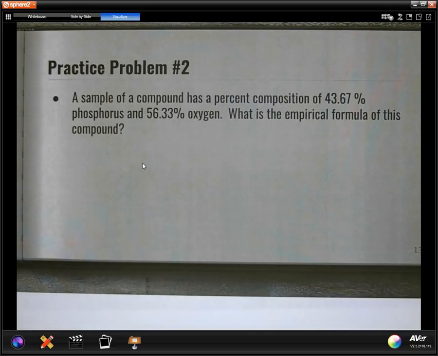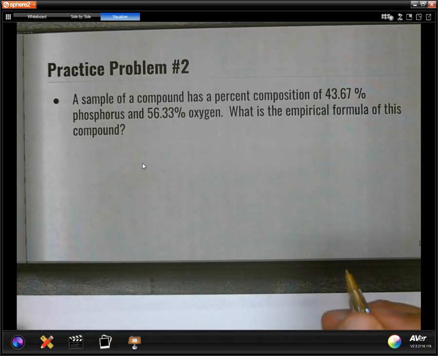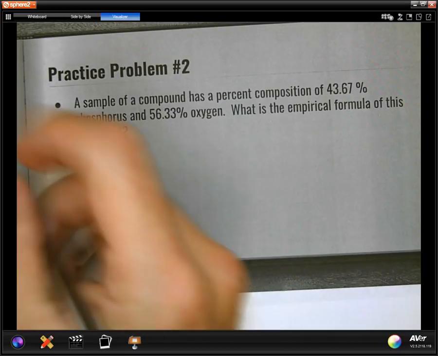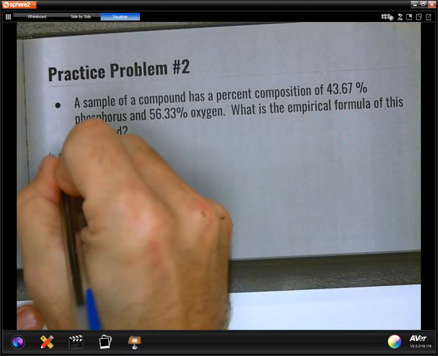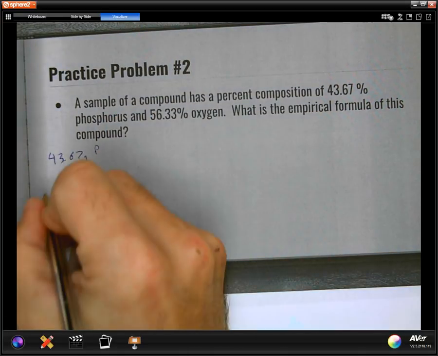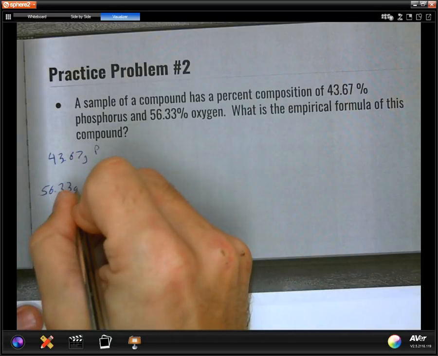All right, here we go. So how do I do this one myself? You are given a sample with a compound that has 43.67% phosphorus and 56.33% oxygen. What are you going to do? Well, we're going to take our 43.67 and automatically turn that into grams of phosphorus. We're going to take our 56.33 and turn that into grams of oxygen.